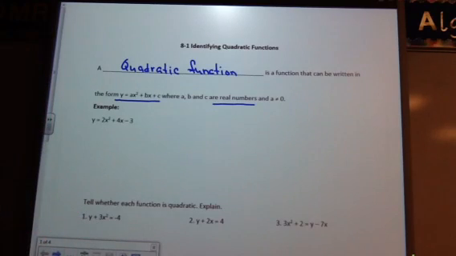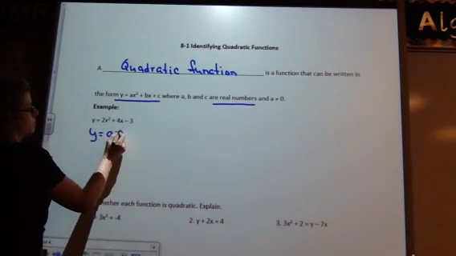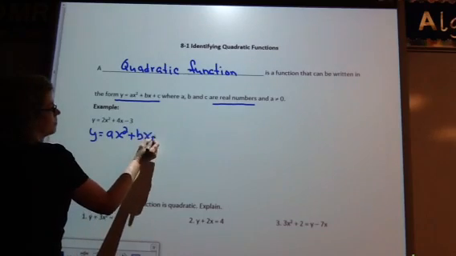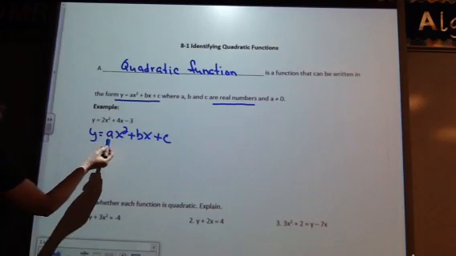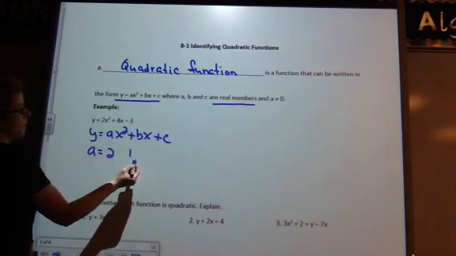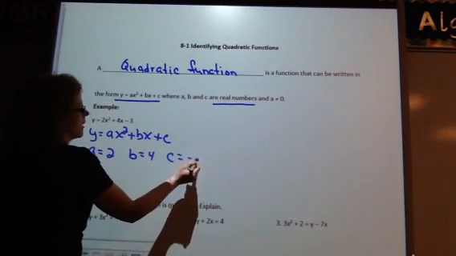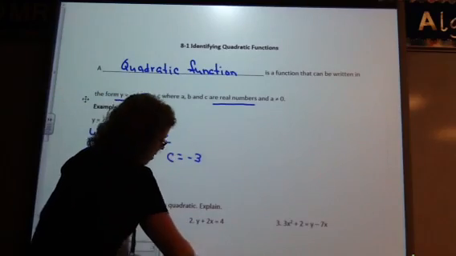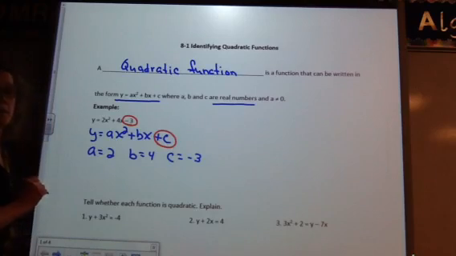Alright, so we have this example here of this function, and we want to know if it's a quadratic function. We need it to be in this form. And can we tell if it's this form? Well, do we have an a equals 2? Do we have a b equals 4? And do we have a c, our constant? c equals -3. Be careful on this one because that's a positive c, therefore this is a -3.